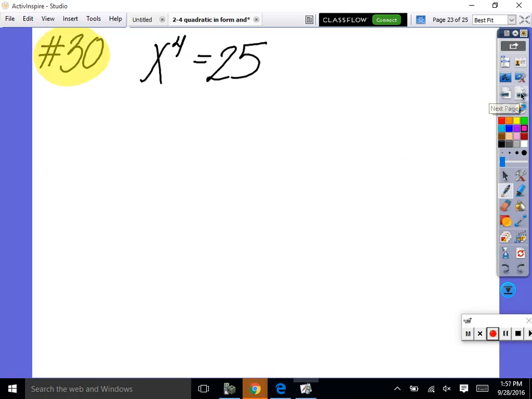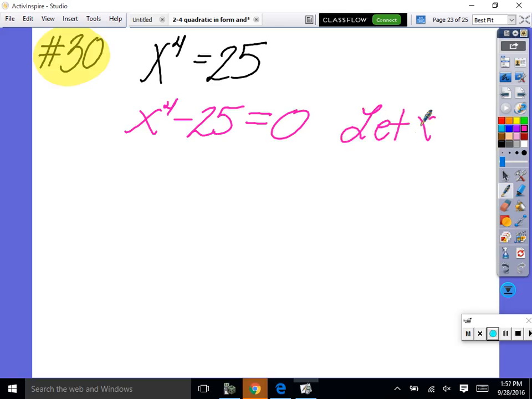Okay, another one. Number 30, if I said to you, solve this one on the test, and you just took the 4th root, you'd get it wrong. How many solutions should we have? 4. So you would say to yourself, okay, first of all, I need it equal to 0. So we have x to the 4th minus 25 equals 0. Now this is actually quadratic in form, because if we say let x squared be u, then isn't this u squared minus 25? Now let's solve for u.